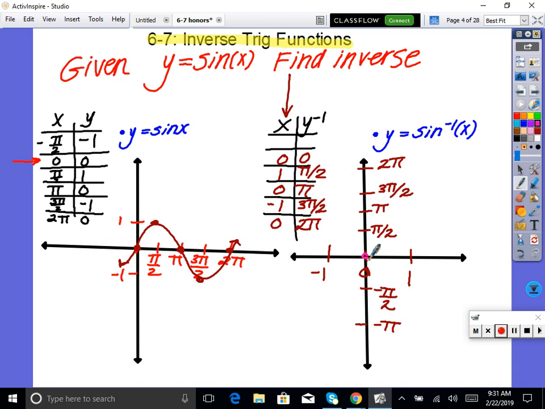Okay, so let's plot some points here. 0, 0 is my first point. Check mark. Over 1, up pi halves. This would then connect to here.